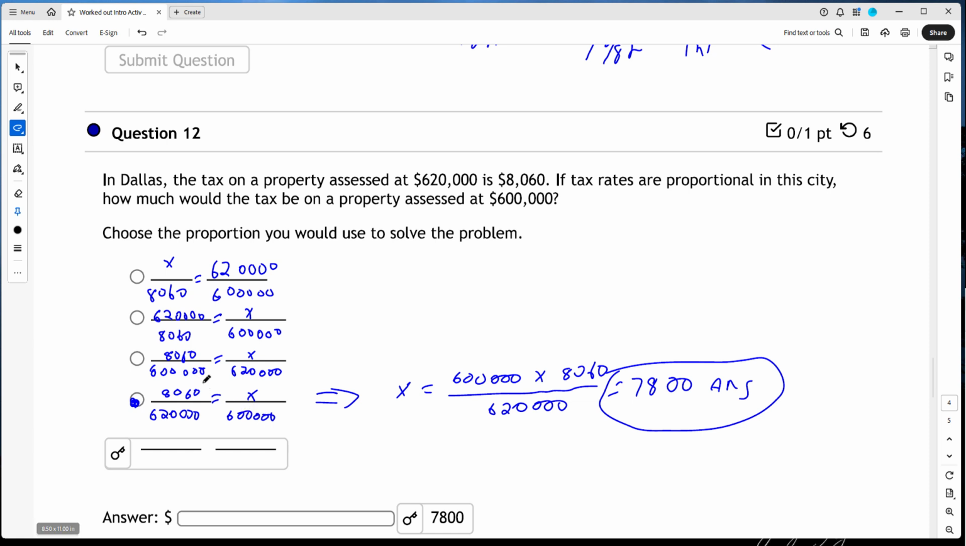So I cross multiply and divide. That's 600,000 times 8,000 divided by 620,000, which gives me $7,800.